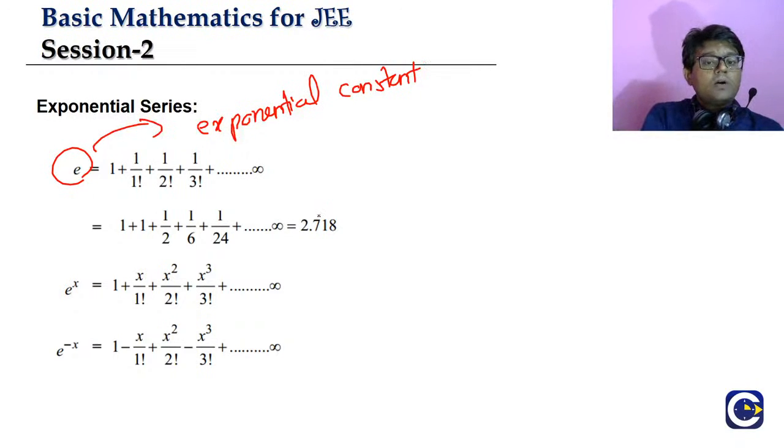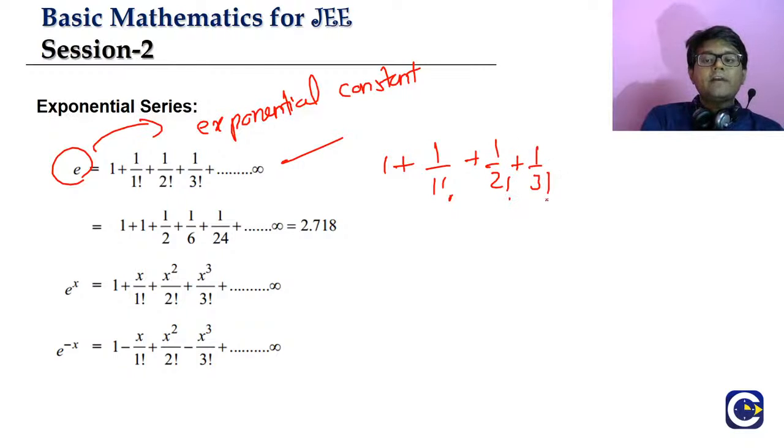Okay, and what is this value of E? E will be 1 plus 1 by 1 factorial plus 1 by 2 factorial plus 1 by 3 factorial, like this. How many terms? Infinite number of terms. What is 1 factorial? 1. What is 2 factorial? Remember in the previous class we were discussing, right? 2 factorial means what?